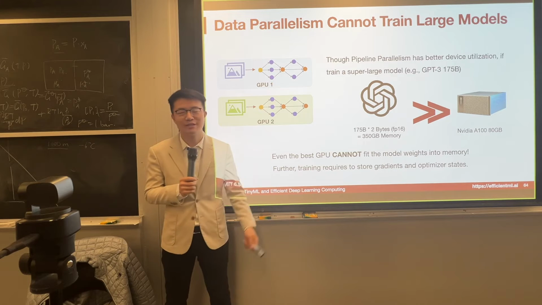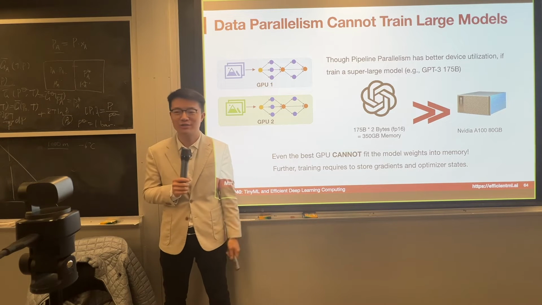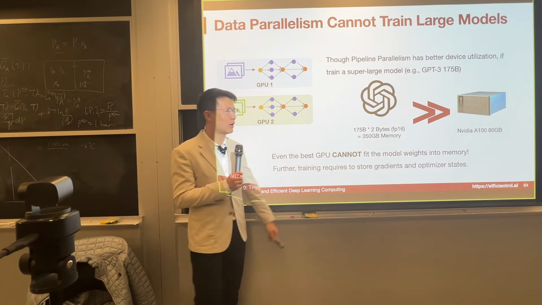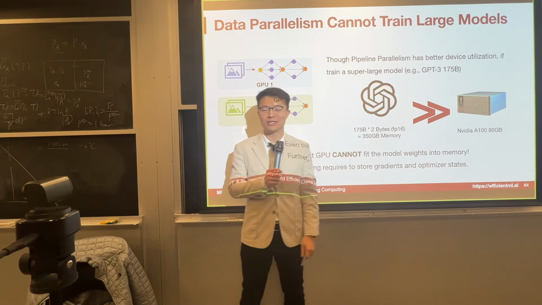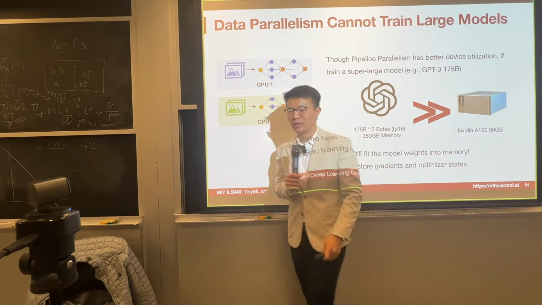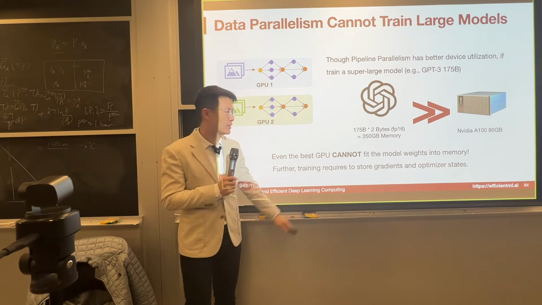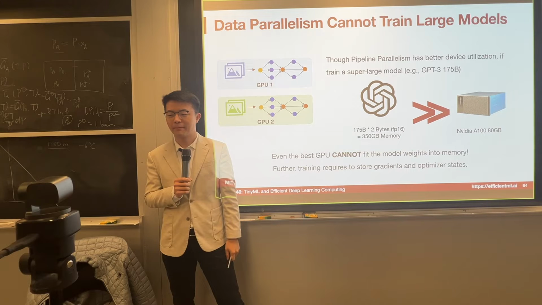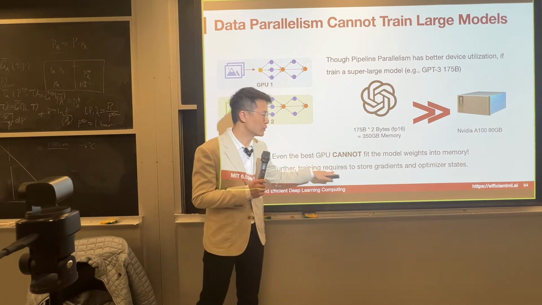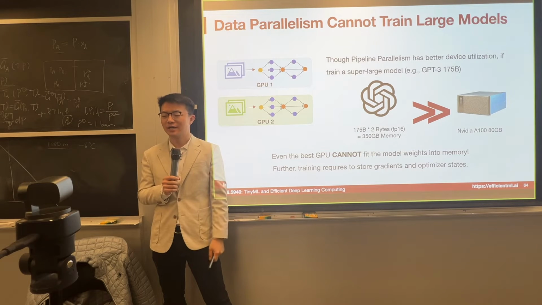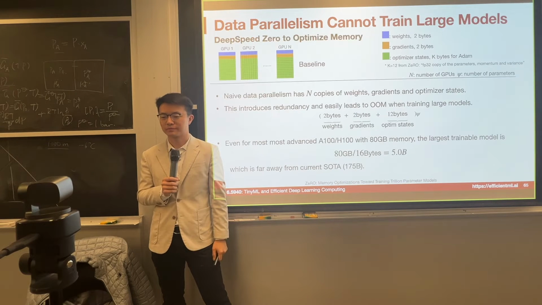And if you do FP16 training, you have to store a master copy, the FP32 master copy, although you are using FP16. So actually, there's a lot more than the weight itself. So A100 GPU has only 80 gigabytes of memory. So even the best GPU cannot fit the model weights into memory. And also we need to store the gradients and also the optimizer state, which further exaggerates this problem.